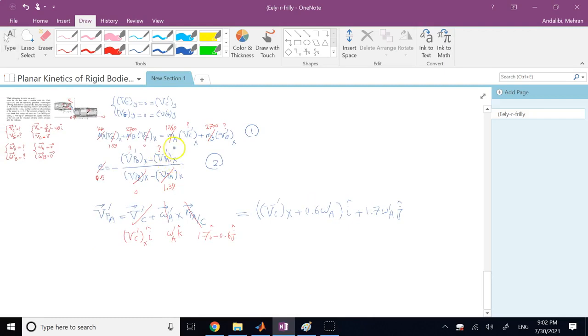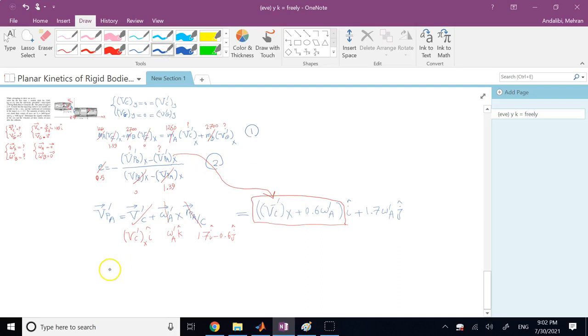And what I need here in equation 2 is the x component of it. So all I need is this guy. This is that x component that I need. Right? So you can write it based on V prime CX, which is an already existing unknown, and omega prime A, which is another unknown. Okay? So this guy here can go into equation 2 and replace it.